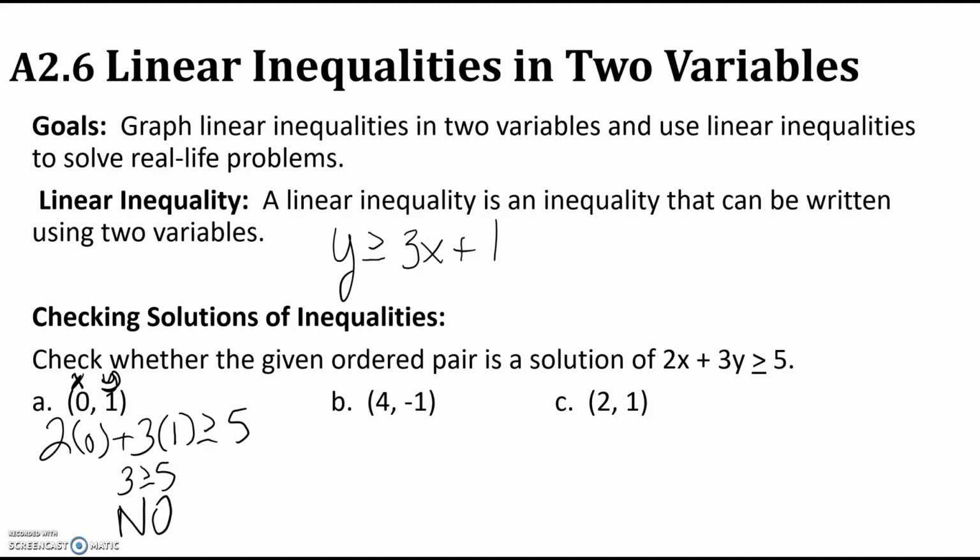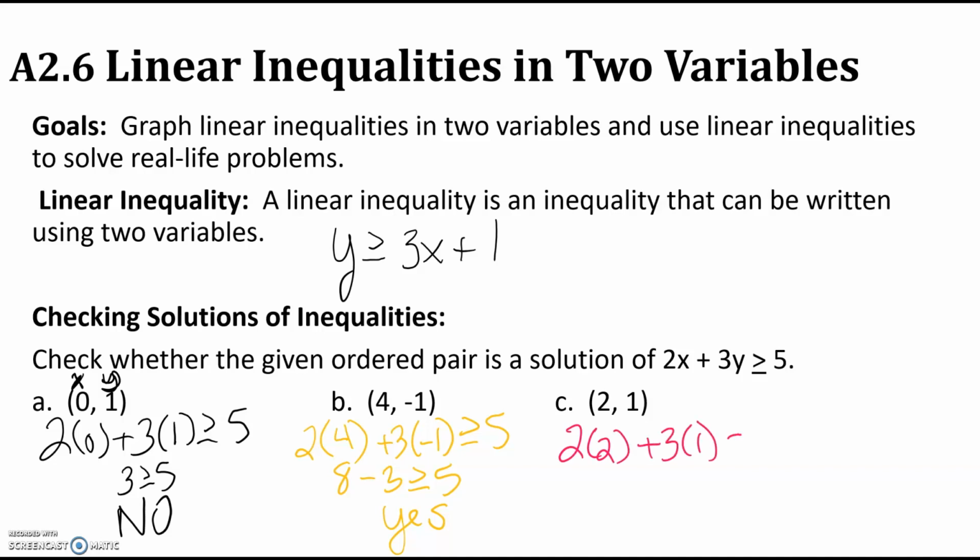Our next one, we're plugging in a 4. So I have 2 times 4 plus 3 times negative 1 is greater than or equal to 5. This time I have 8 minus 3 greater than or equal to 5. This is 5 and we have that "or equal to," so this one does work. That's a yes. And the last one here, we're plugging in a 2 and a 1. We're saying this time that 4 plus 3 is greater than or equal to 5. That gets me 7, so that is also a yes. So you are just starting by saying whether or not an ordered pair is a solution of the inequality.